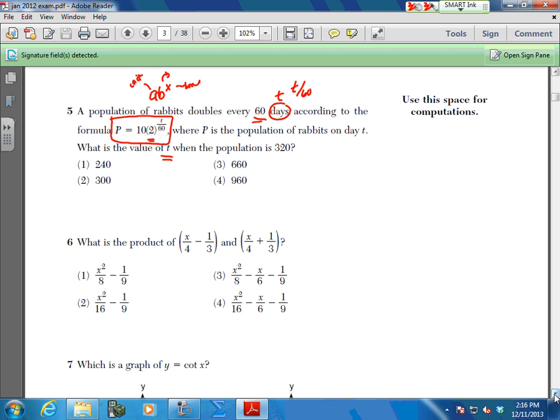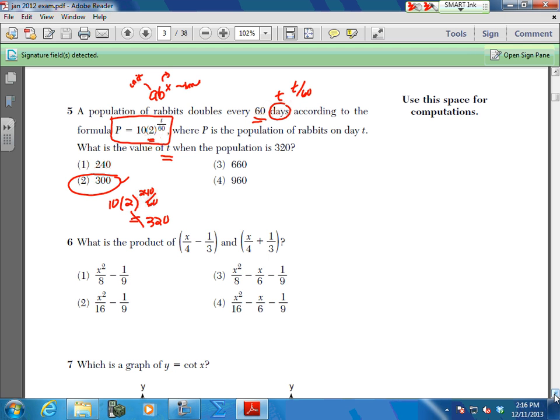Now, you can absolutely work these all backwards. You can substitute this in and put this in here, 10 times 2 to the 240 divided by 60, put it in your calc, see if it comes out to be 320. No. Then try this one. It actually does work for this one. Or you can solve this using your logs.